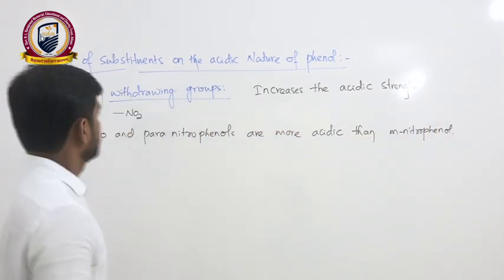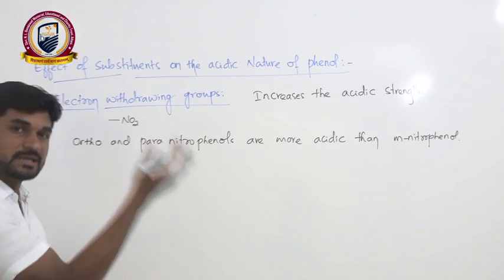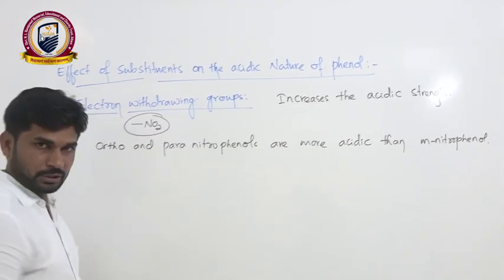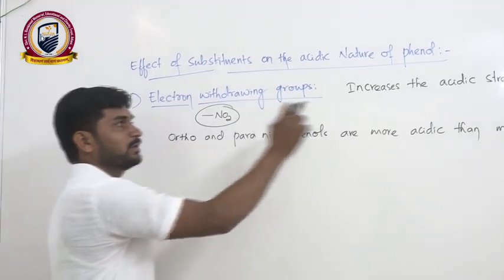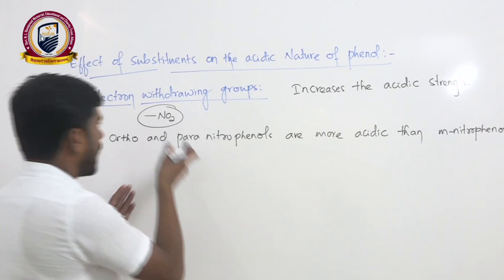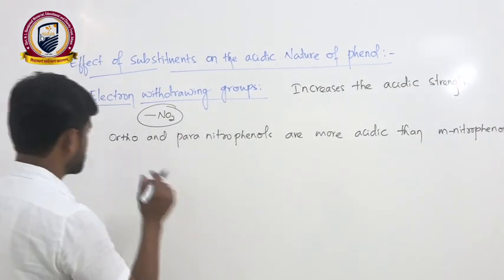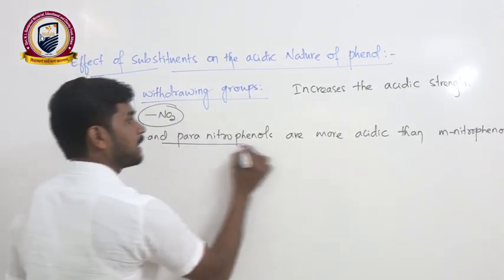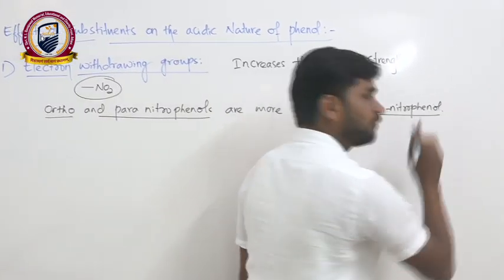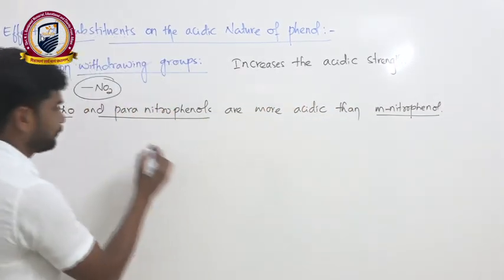Here, nitrophenols are more acidic than phenol, because the nitro group is an electron withdrawing group. So an electron withdrawing group makes an increase in the acidic strength. Okay. So among all the nitrophenols, which are most acidic now? Ortho and para nitrophenols are more acidic than meta nitrophenol.